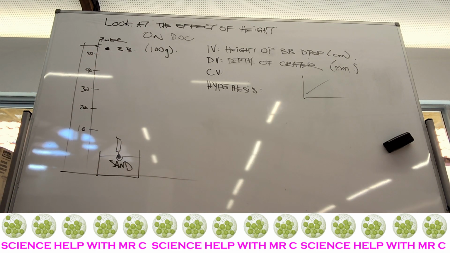It means it's a line, but what sort of linear is it? It is positive, and I'm looking for a different word that means as one goes up, the other goes up.